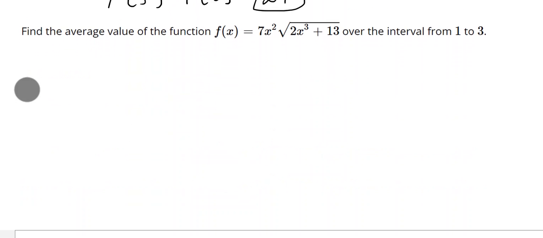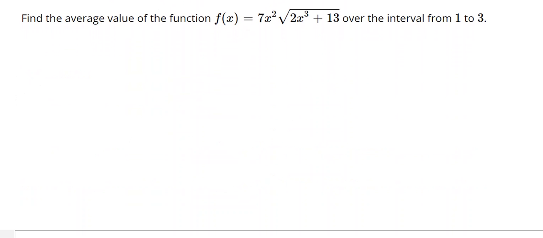All right, let's do one more. This one is going to involve u substitution. So let's first set up the integration problem.